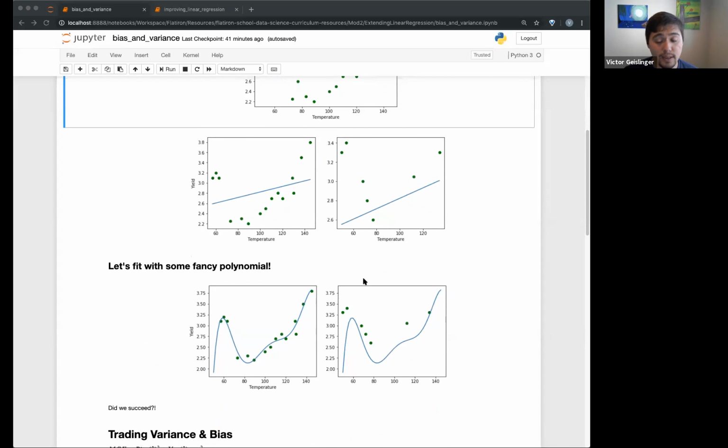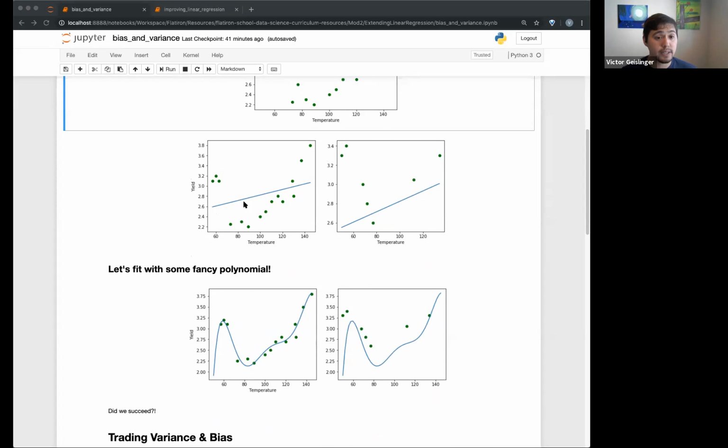Now, there's a couple of ways we can do this, right? You can see there are a few methods, and we did a very simple linear regression here.